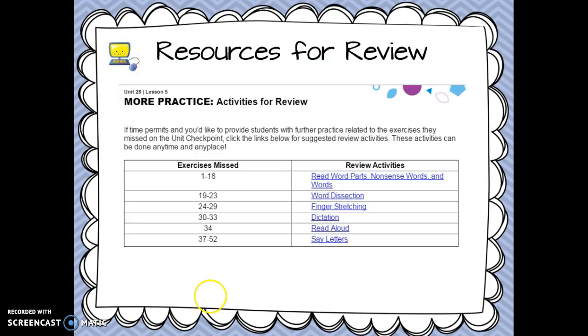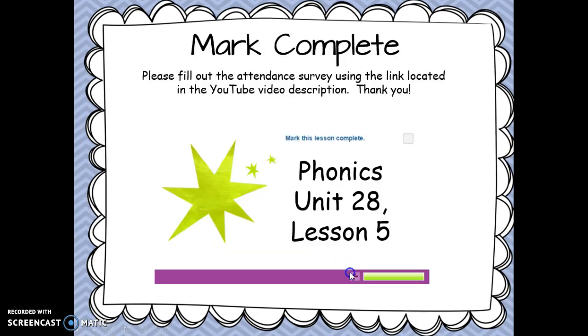After you complete your checkpoint, there are some links to help you. If you missed these questions in any of these sections, you can look through in these review activities for some additional practice with those skills. Once your student has finished their unit checkpoint, go ahead and enter their score online, and then you will be finished with Phonics, Unit 28, Lesson 5.